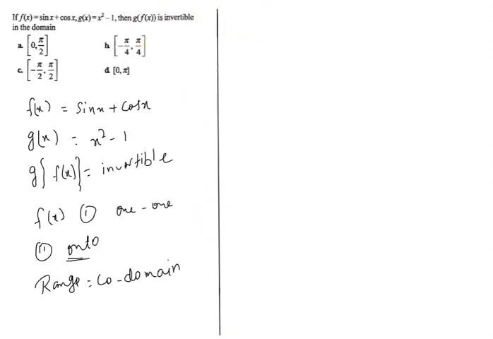We have to check the function g of f(x). What is the f(x) function? It is sin x plus cos x instead of x. And what is g(x)? It is x square minus 1. So you can directly write it as (sin x plus cos x) whole square minus 1.